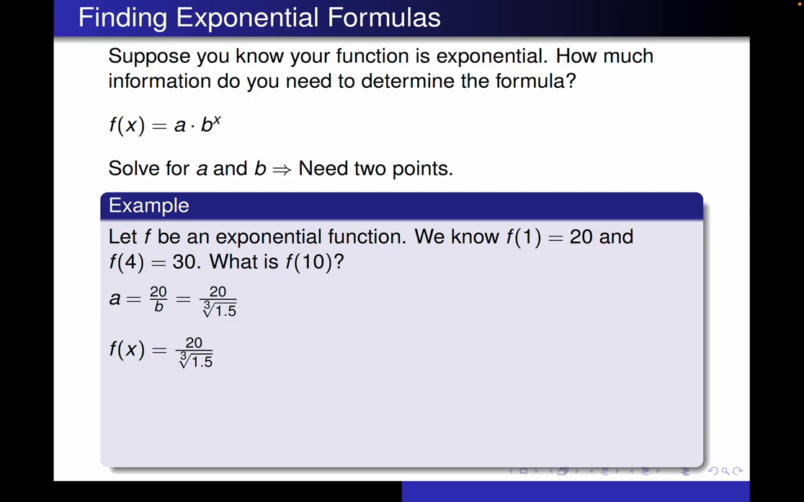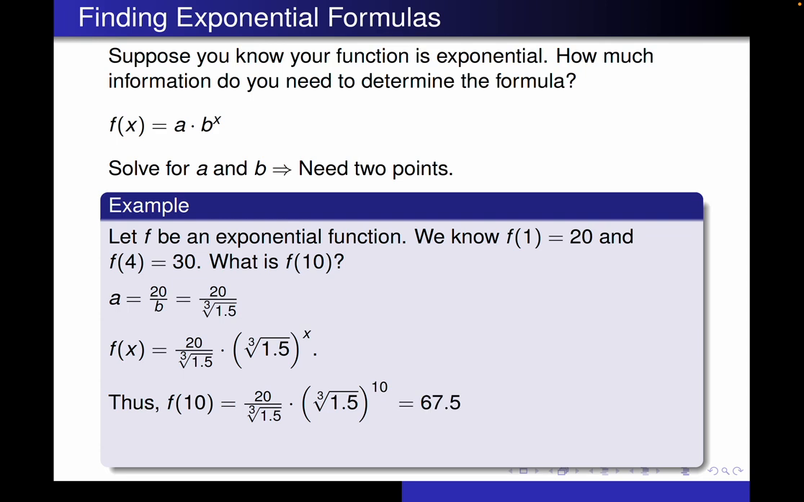There's our a, 20 over cube root of 1.5, times b to the x. Our b is cube root of 1.5. And if we wanted to figure out what f of 10 was, now all we have to do is just plug in x equals 10 into our equation. We get a times b to the 10. And then we pop that into our calculator. That's about 67.5.